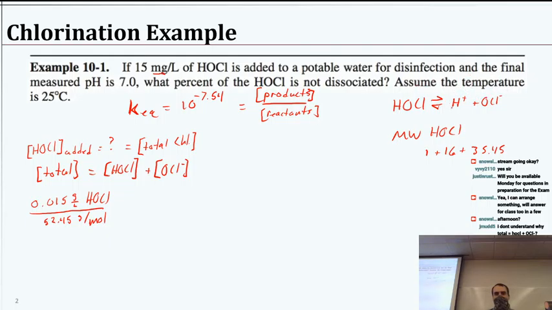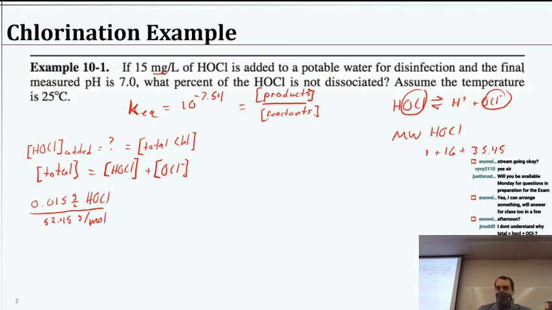Something else could affect the H plus. You know, we could add base or acid. In this case, we're told exactly what the pH is. So we're not going to measure the H plus and describe our total chlorine based on that. We're going to describe it based on the OCl on both sides.